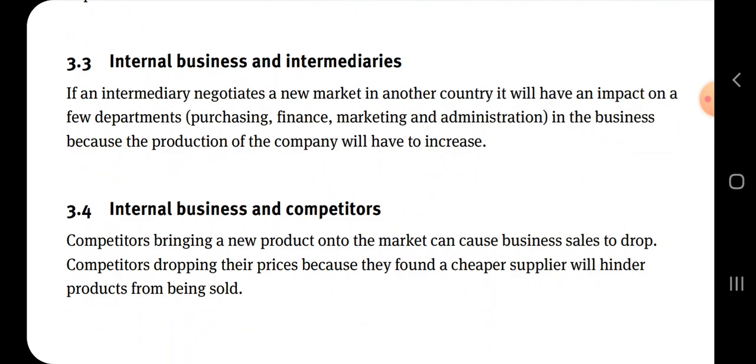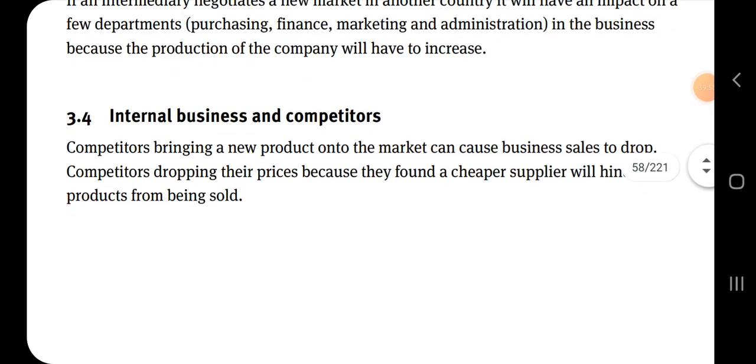So if an intermediary negotiates a new market in another country, it will have an impact on a few departments in the business, including purchasing, finance, marketing, and administration, because the production of the company will have to increase, right? So if the intermediary now has new prices, the production is going to be affected, because now we'll buy at higher prices.